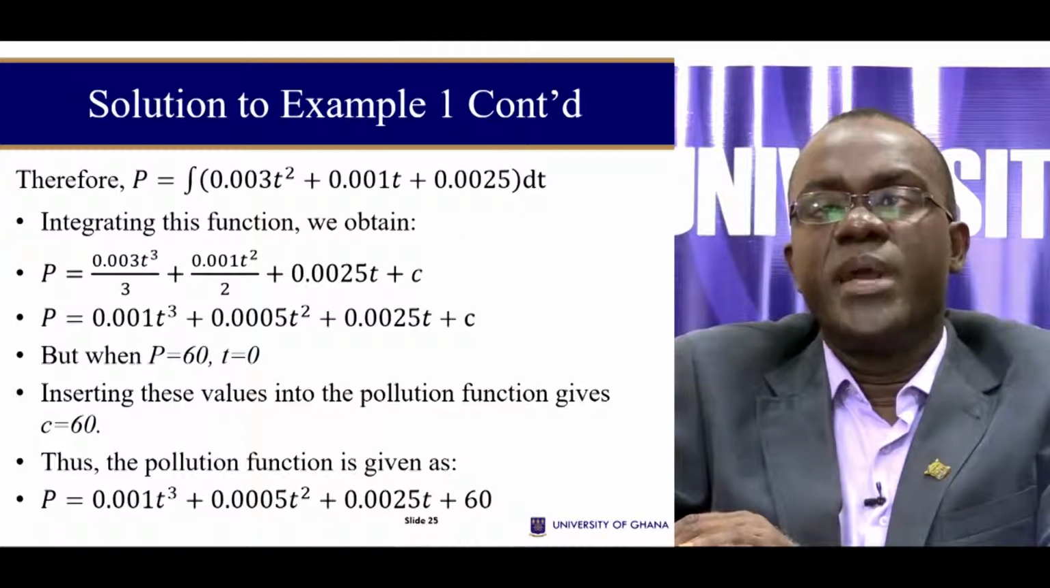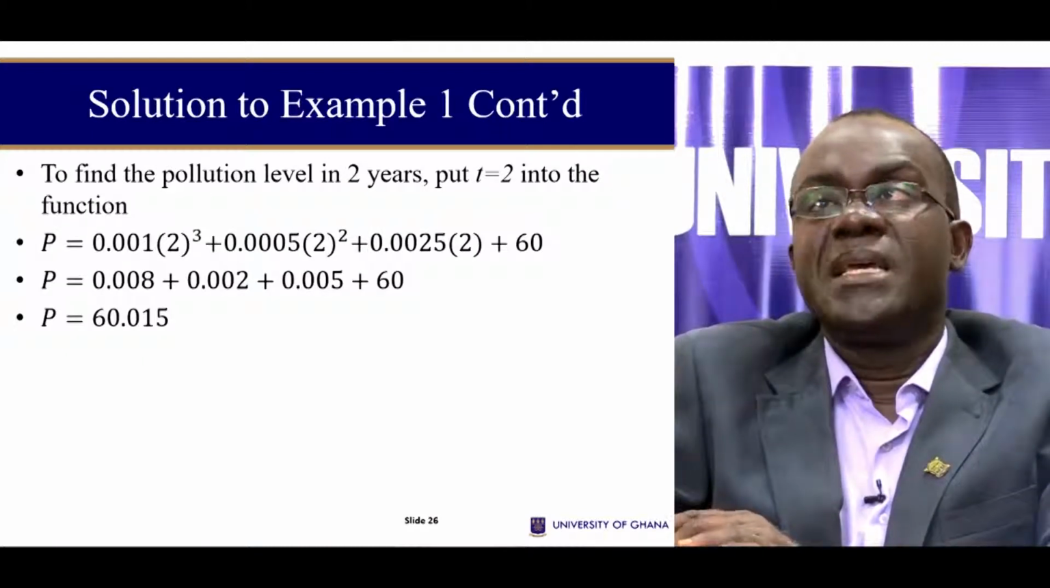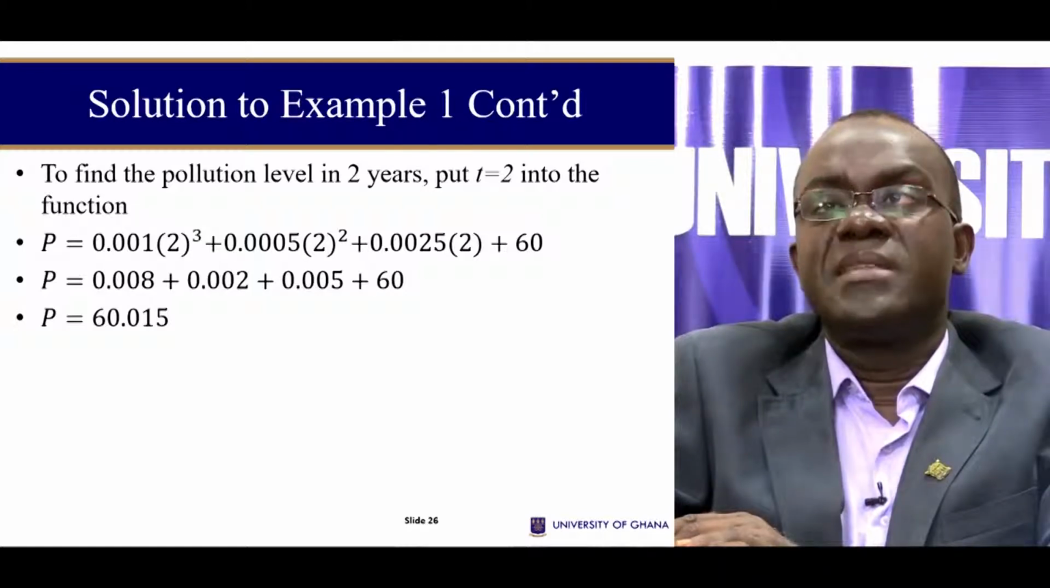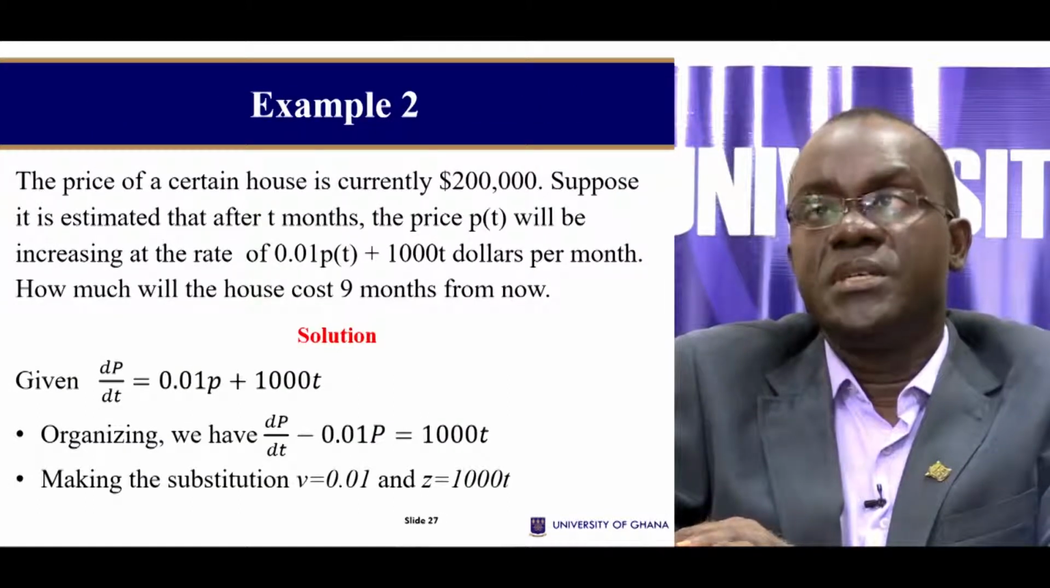When we separate the variables and then we solve them, we have this equation. There is a boundary point. We use the boundary point to find the constant, which we obtain to be 60, and therefore this becomes the population equation in terms of time. If you want to know the population at any point in time, all we need to do is put the time in, and we are able to estimate the population at any time t.